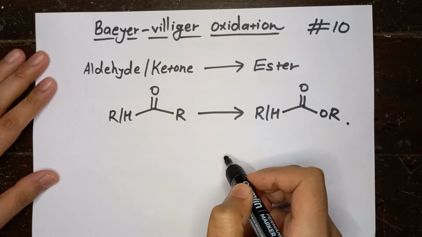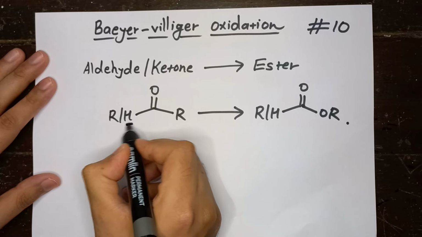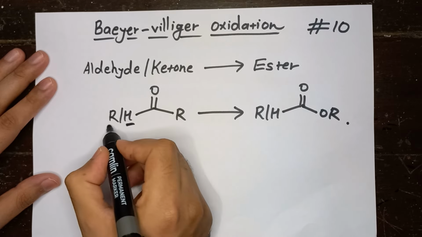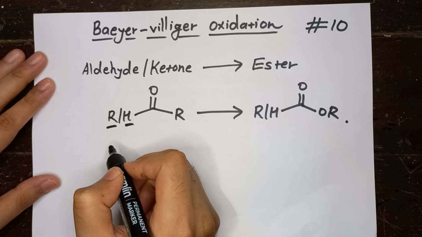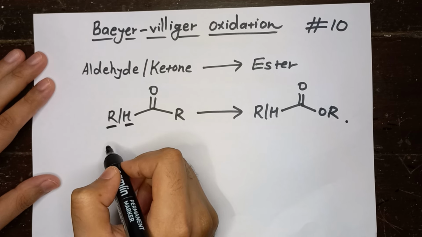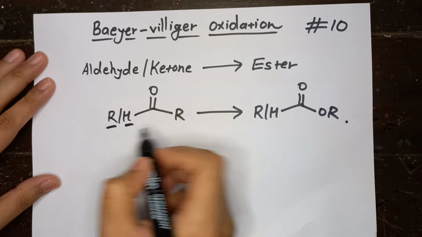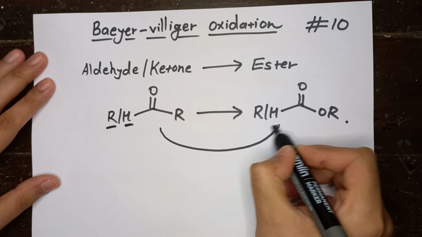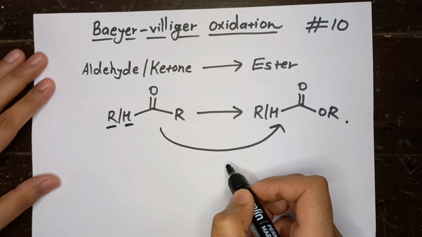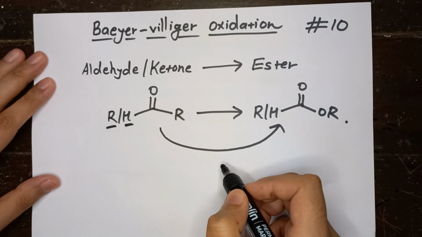When you have a hydrogen, that is what we call an aldehyde, and when you have an R group, any alkyl group, that is what we call a ketone. And you convert your aldehyde into an ester. This is what we call the Baeyer Villiger oxidation.